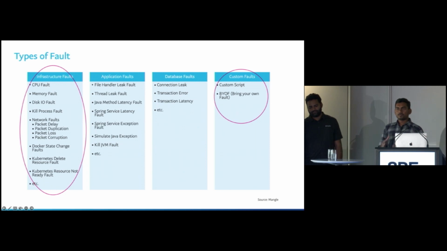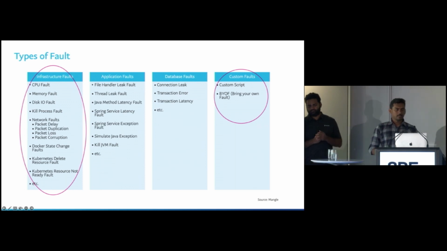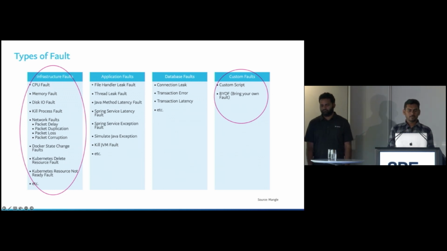So far, most of our learnings in the last few years have come from trying infrastructure and custom faults, and we want to get to a place where we also do the application and database faults. I just want to mention that most of the current platforms in the industry support custom faults, the bring-your-own-fault kind of scenario, where you'll be able to inject custom scripts onto your host depending upon your needs. So there is that flexibility as well.